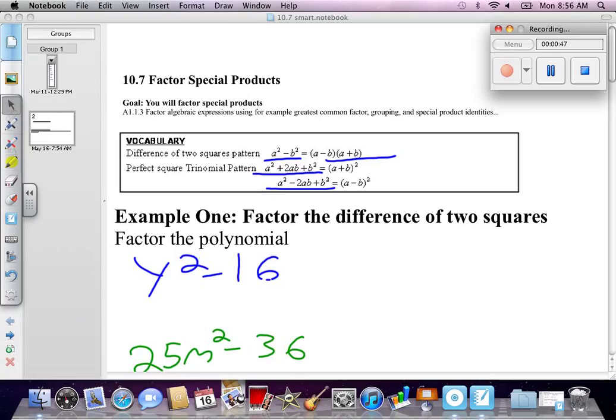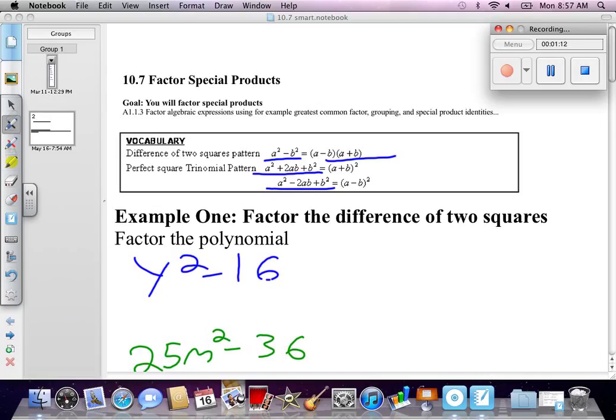Okay, our first problem is y squared minus 16. So which does this look like? Does it look like the difference of two squares or perfect trinomial patterns? Does it look like the first, second, or third one? The first one, right? What's the square root of y squared?